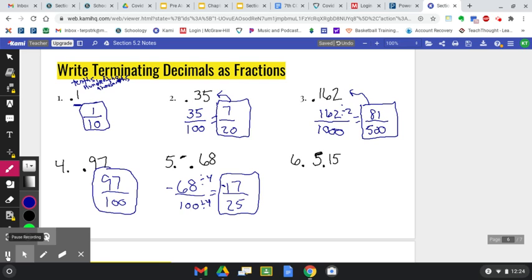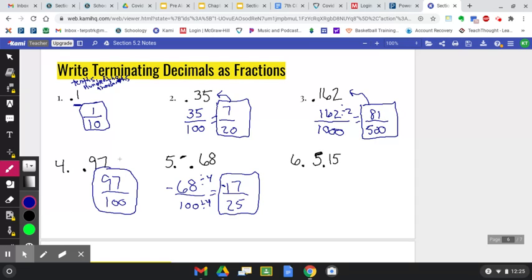All right, so looking at number 4, 97 out of 100. And remember, when it's in hundredths, that's giving you a percentage, right? So if I look back at number 2, that's out of 100, that's 35%. So if you got 35 out of 100, that'd be 35%. If you got 7 out of 20, that'd be 35%.